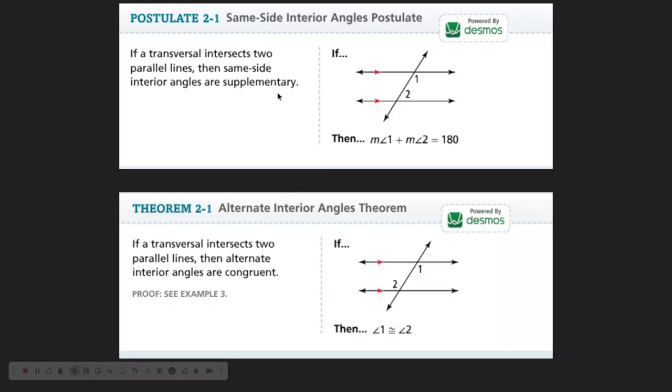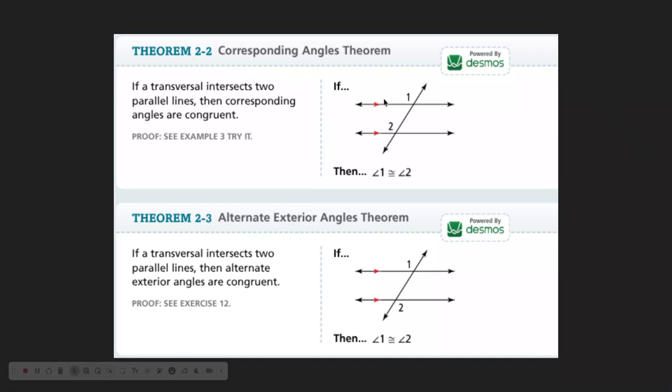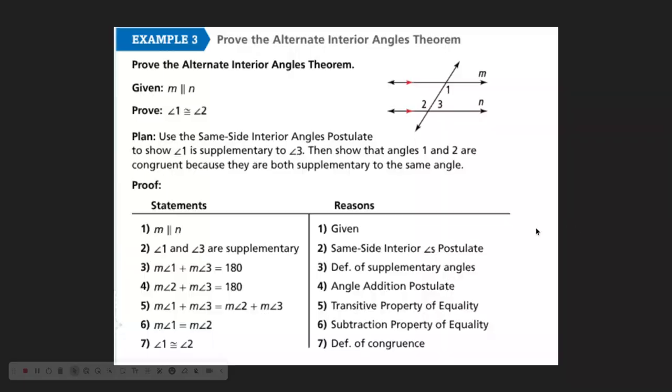Okay, so you got same side interior are supplementary, alternate interior angles are congruent, corresponding angles are congruent, again, if the lines are parallel. And if the lines are parallel, then alternate exterior angles are congruent. So now we have more reasons that we can use in proofs. Let's take a look at a proof.